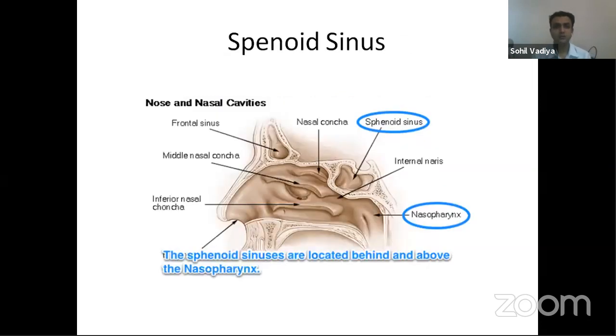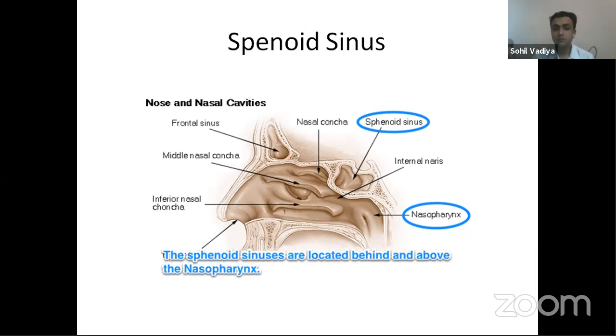Now, okay, one slide for the sphenoid sinus. See, the sphenoid sinus is the most posterior sinus. It's just above the nasopharynx. So what happens? Diseases of the sphenoid sinus can cause a headache, and this headache will not be felt in the frontal area, but it will be felt posteriorly. So, posterior headache. One of the reasons for posterior headache is a sphenoid sinusitis.